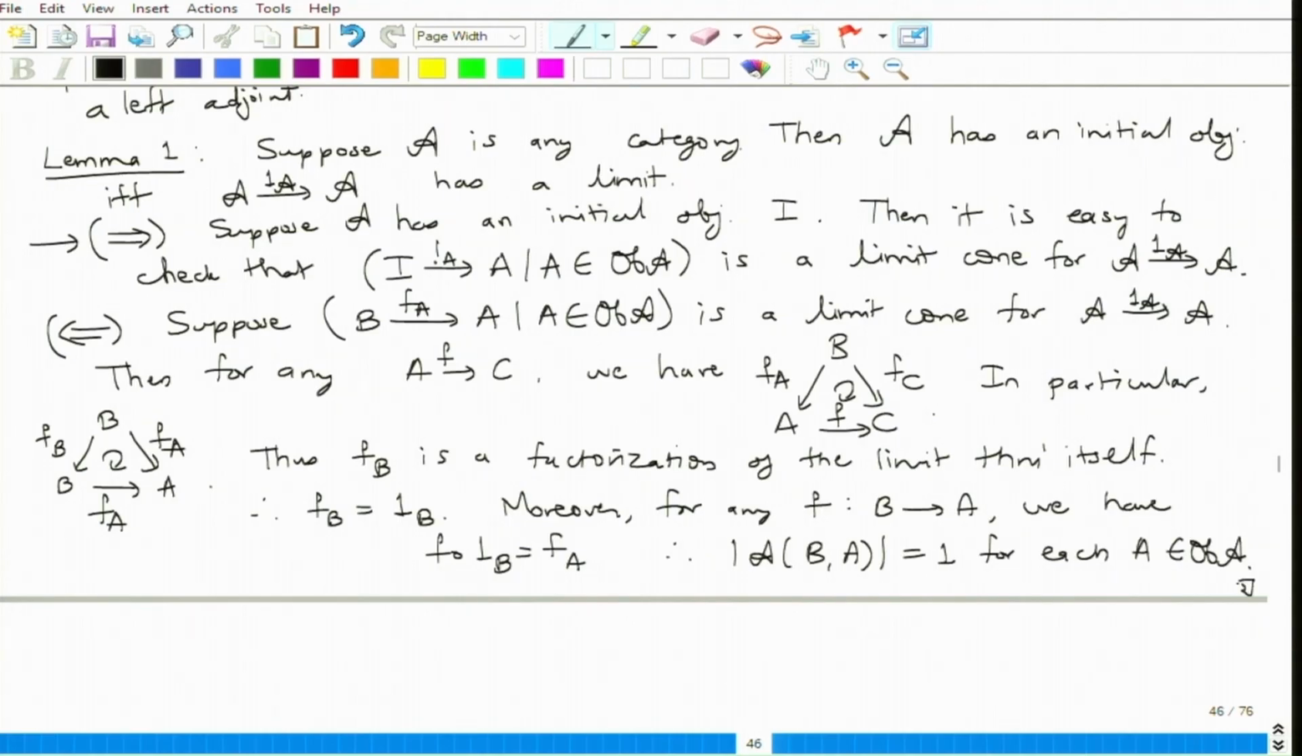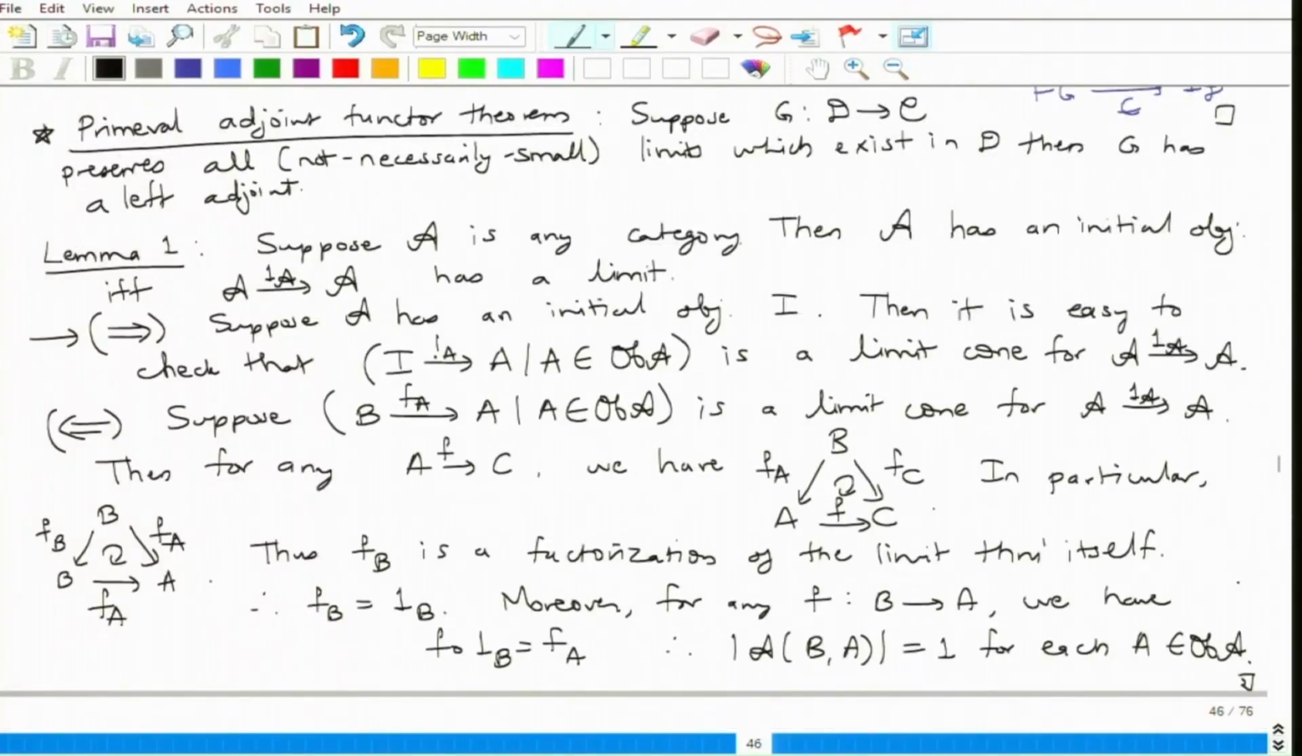Okay, so now what we have shown. Suppose G from D to C preserves all limits which exist in D, then G has a left adjoint. And the earlier statement that we saw, that G has a left adjoint provided every arrow category has got an initial object. So our choice for this calligraphic A category is going to be the arrow category. Okay, we just have to connect these two. So that's our next goal.